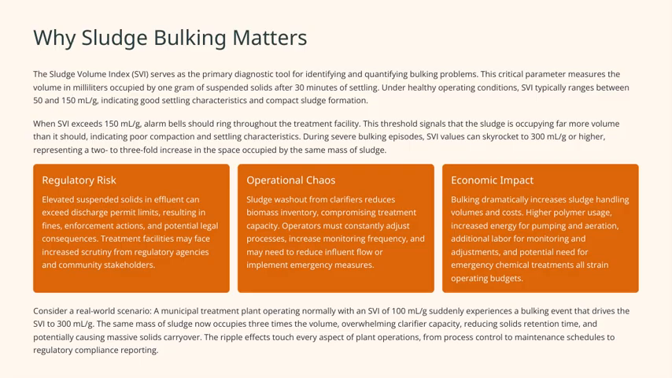Operationally, bulking can cause chaos. When sludge washout happens in our clarifiers, our biomass inventory drops, which reduces our treatment capacity. This forces us to constantly tweak processes, monitor more frequently, and sometimes even cut back on flow or implement emergency measures to keep things under control.